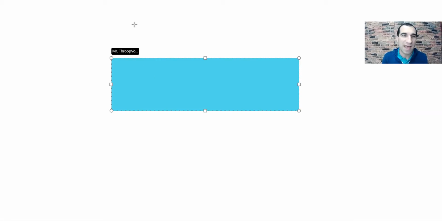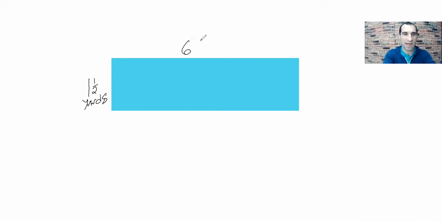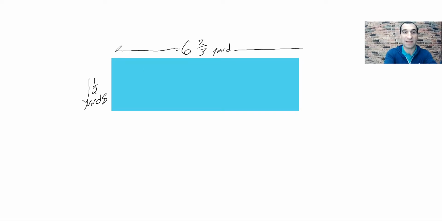So let's just say that my carpeted area is 1.5 yards by 6 2/3 of a yard. My length is 6 2/3 yards. My width is 1.5 yards.